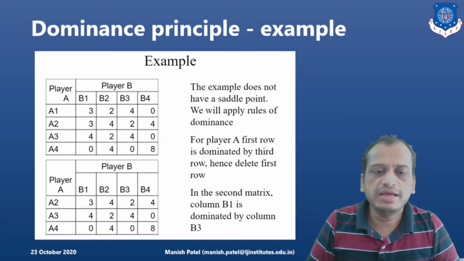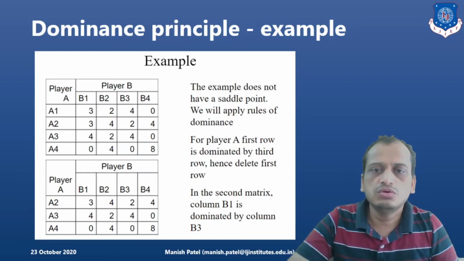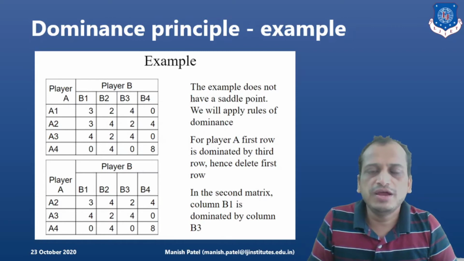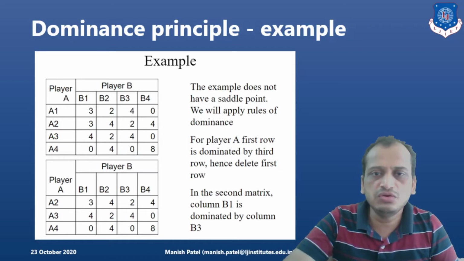So let's look into an example based on dominance principle. Here a 4 cross 4 matrix is given. Let's start with the finding of the saddle point. Now if you see here in the matrix, you cannot find the saddle point. So what is the next step? The next step is to scan the rows, the values in the row. First of all, you can go with the column as well. So scanning the rows, if you see here A1 row, right?